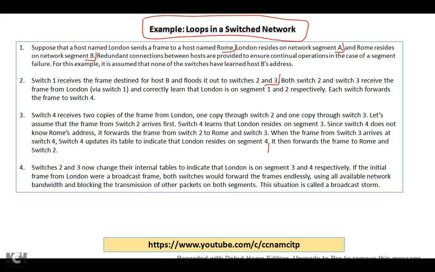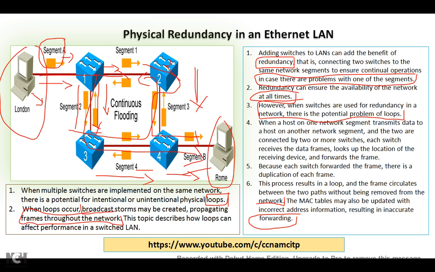When the frame from switch 3 arrives at switch 4, it updates its table to indicate that London resides on 4. It then forwards the same to ROM and switch 2. The same thing as I told you: when it is receiving the data, it knows that the data has to go here, and it forwards to 3. And when it receives data from 3, it forwards the data to 2 and 3 and updates the table here. So it is creating duplicacy of that frame here.